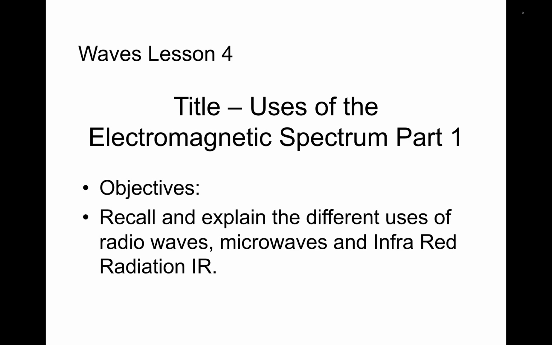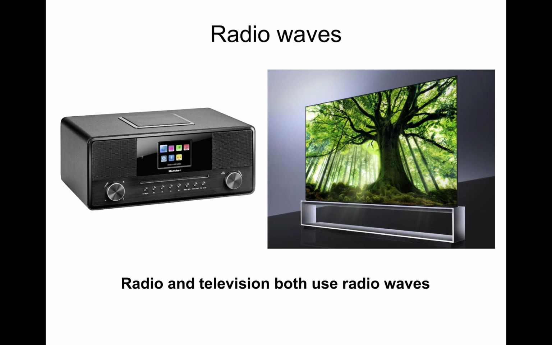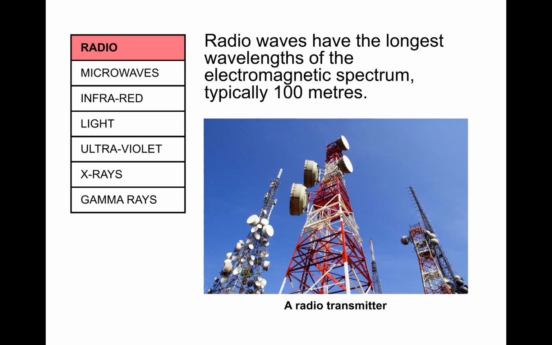Let's get started. So radio waves. Radio and television obviously both use radio waves. And if you remember from the previous lesson, radio waves are part of the electromagnetic spectrum. They've got the longest wavelength, the least energy, and the lowest frequency. Radio waves have the longest wavelengths of the electromagnetic spectrum, typically 100 meters. There's a picture of a radio transmitter, so they give off radio waves.